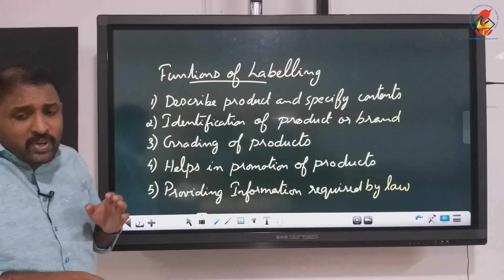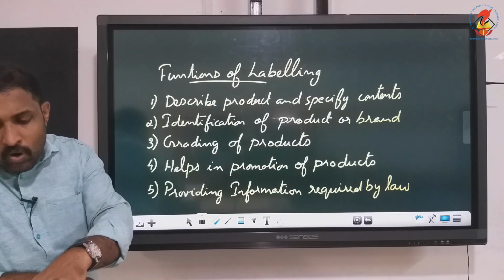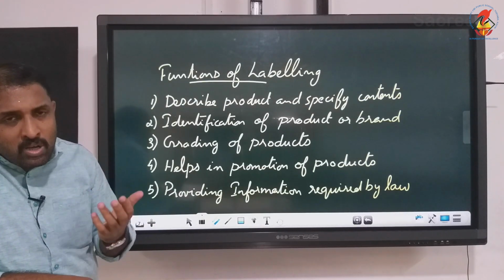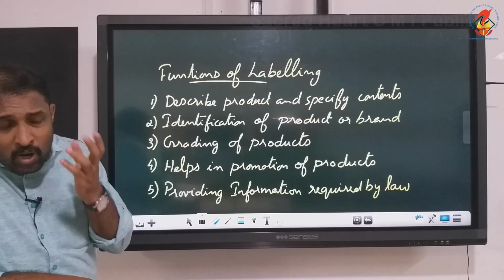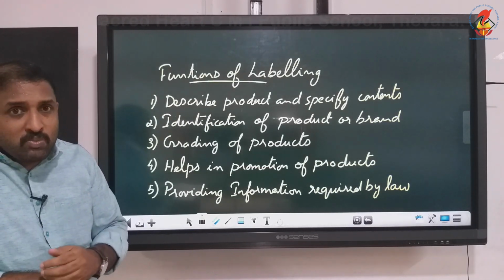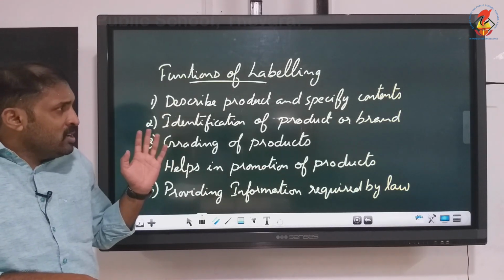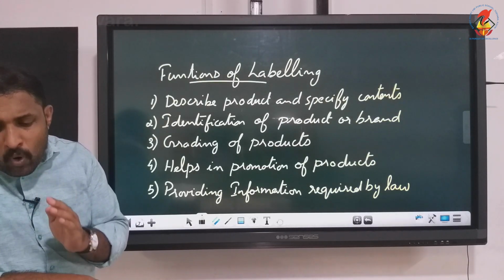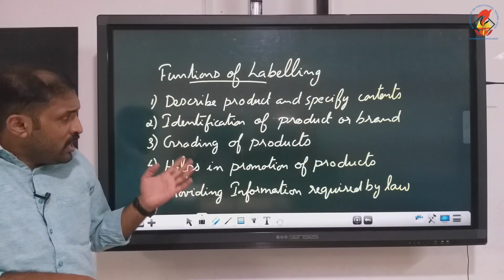The second one is identification of product or brand. So the brand name is displayed through the label, or the logo is displayed, from which firm, which company it is coming, under which brand it is coming, which company is producing it. All the details will be there on the product. So it helps in identifying the product or brand from a competitor's brand. So that is also another benefit.